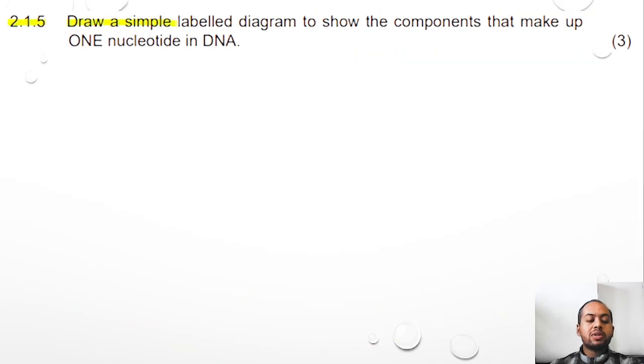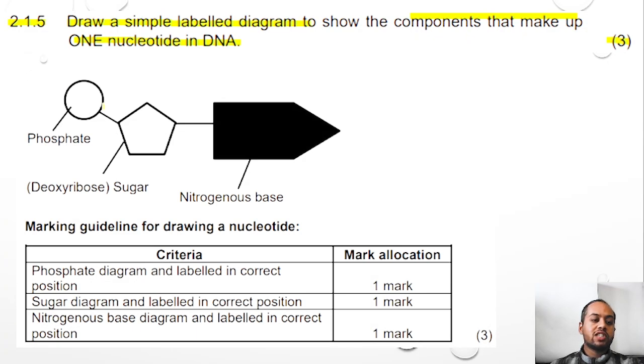2.1.5, you are drawing a simple labelled diagram to show the components that make up one nucleotide in a DNA. Very, very easy. The DNA nucleotide comprises of the phosphate group, the deoxyribose sugar, and the nitrogenous base. So that's all that you are drawing. Your phosphate group, your deoxyribose sugar, and your nitrogenous base, and you are labeling them correctly. 1 mark goes to the phosphate diagram, the portion here. 1 mark for the sugar diagram and the correct label. 1 mark for the nitrogenous base and the correct label. So 1 mark each gives you a total of 3 marks for this diagram.